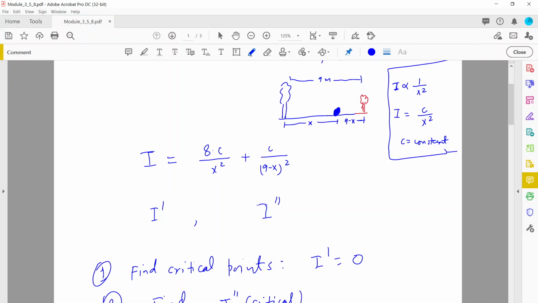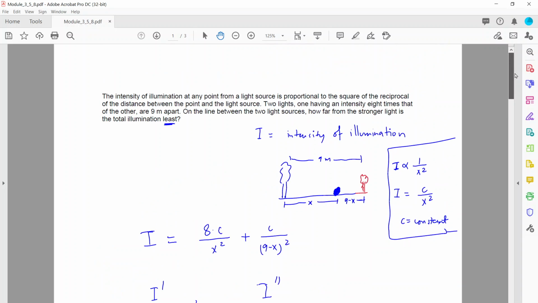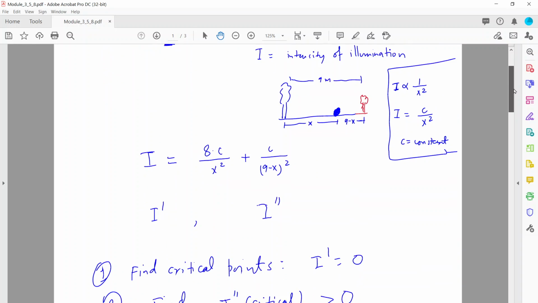So wherever this second derivative is positive at any critical point, that is the minimum value. At that point we get the minimum value of the function. So that's the idea. For that we need to find the first derivative, equate it to 0, find the second derivative, and check the value of the second derivative at critical points, and find where that second derivative would be positive. That is the goal. Okay, so let's go to the next page.